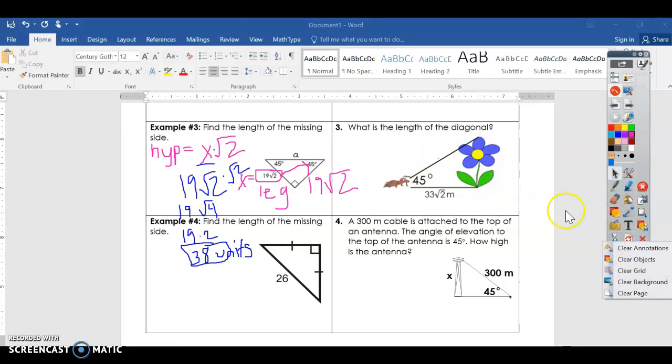Okay, so go ahead and find the length of the diagonal. This is my diagonal right here. This is also my hypotenuse.